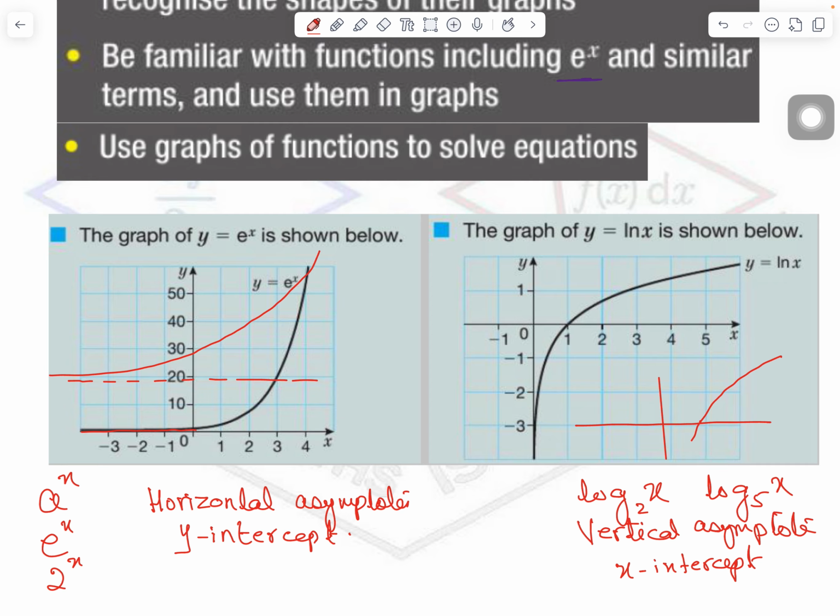So at this point, you just have to remember 2 things in both the graph. In exponential graph, horizontal asymptote and curve passes through the y-axis, so y-intercept. And in logarithmic function, you will have a vertical asymptote, graph is trying to approach towards it, but it will never touch it, and you will have x-intercept. So let's move on.